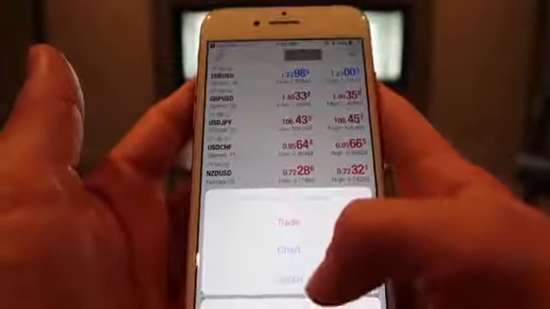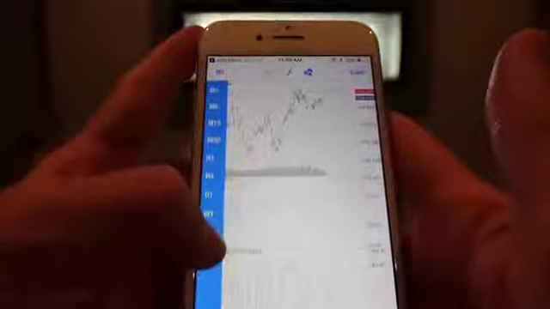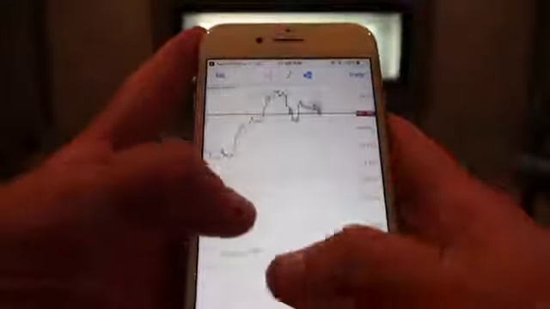You can go right here and either click trade, chart, or details. So let's say we want to look at the chart before. Over here on the left side we have our time frame, so you can change it to minute 1, maybe you want to look at a shorter time frame, or you can change it all the way to month 1, so you can look at higher time frames.